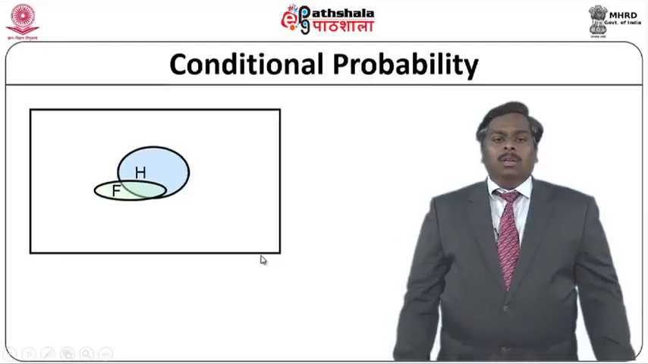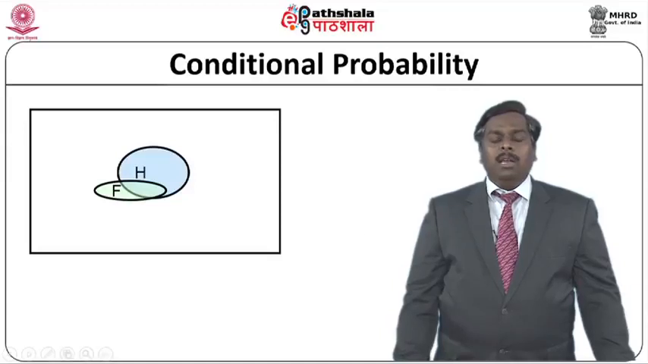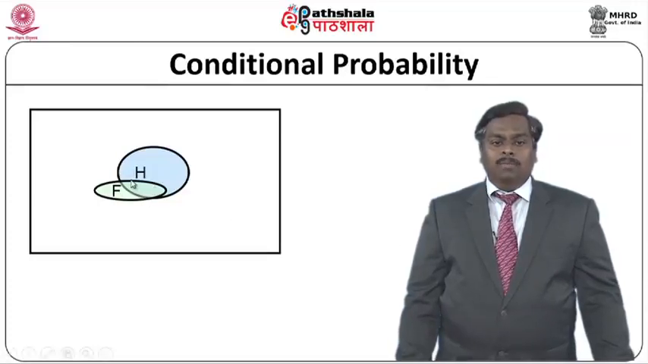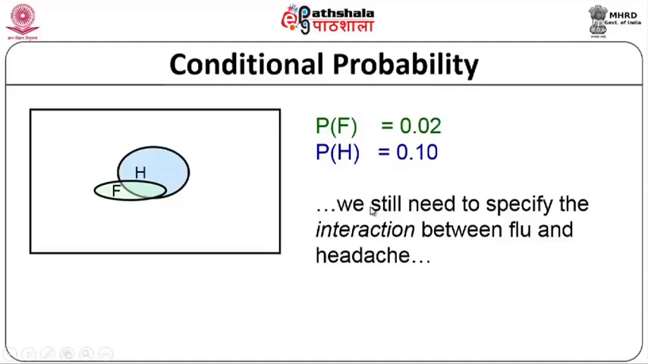Now, from the given sample space, we identify there is an overlap between patients having flu as well as patients having headache. This is indicated by means of the overlapping area in the given set diagram. The circle indicates patients with headache, and this ellipse indicates the patients with flu, and this overlapping region indicates patients having headache and flu.